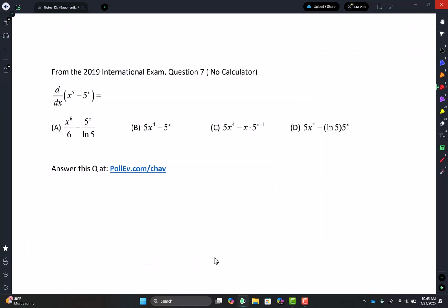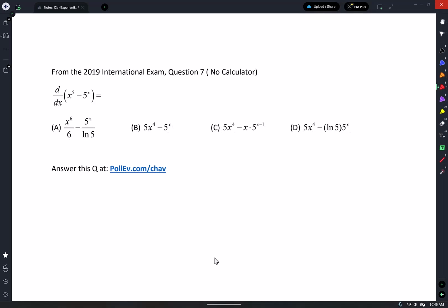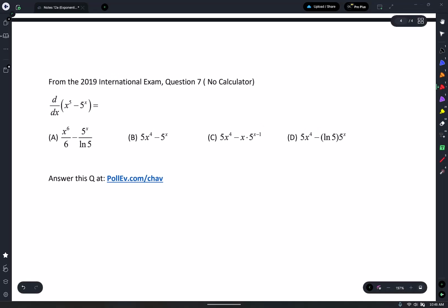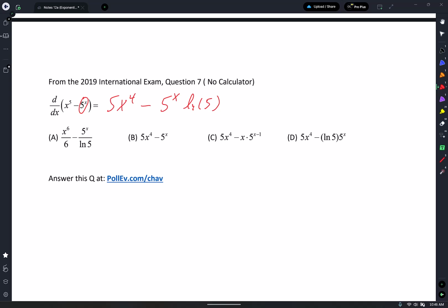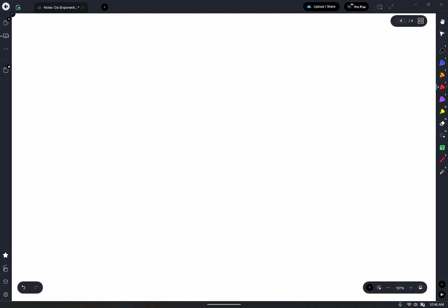All right, so let's see. They wanted the derivative of this. So what's the derivative of x to the 5th? 5x to the 4th. And then minus, what's the derivative of 5 to the x? 5 to the x times ln of 5. There it is, that's it. So let's look for that: 5x to the 4th minus ln of 5 times 5 to the x. You guys got it right. Cool or not cool?